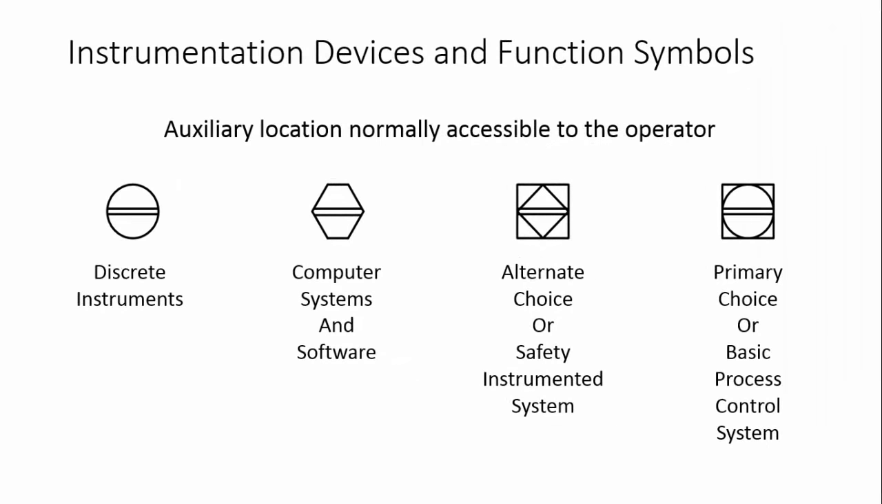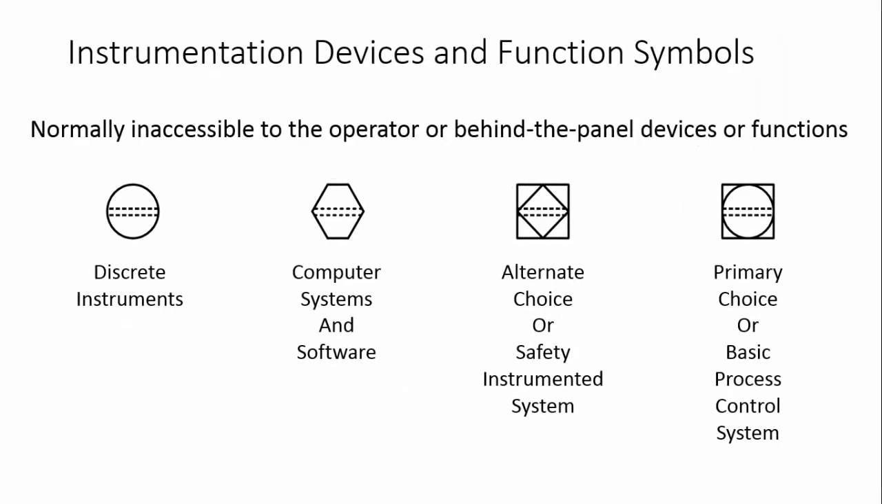Same symbols, double horizontal line. These are auxiliary locations, maybe in an auxiliary console, maybe in an auxiliary panel, someplace not in the main control room. However, they are accessible to the operator. A double dashed line: they are normally inaccessible to the operator. They are in an auxiliary location. They are behind the panel or console, and therefore, again, not accessible by the operator.